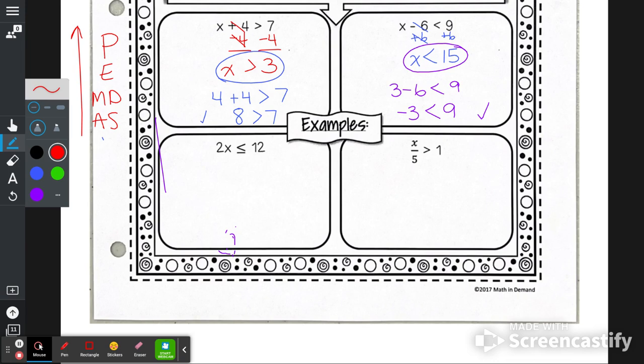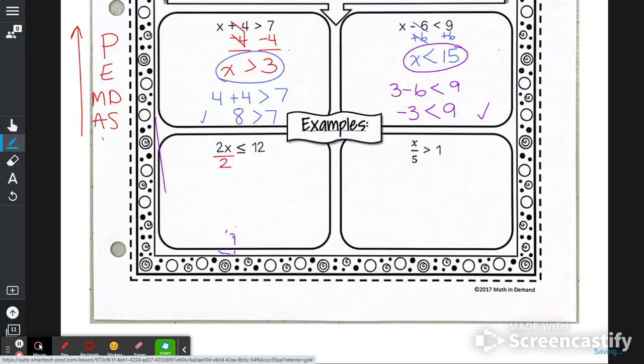So we're going to say 2x and we're going to divide that by 2. What we do to one side, we do to the other. So now my 2's cancel out because they become 1. 2 divided by 2 is 1. 1x. We don't have to write that 1, right? So our x falls down. Our inequality sign falls down. Now what is 12 divided by 2? 6. So now we have x is less than or equal to 6.